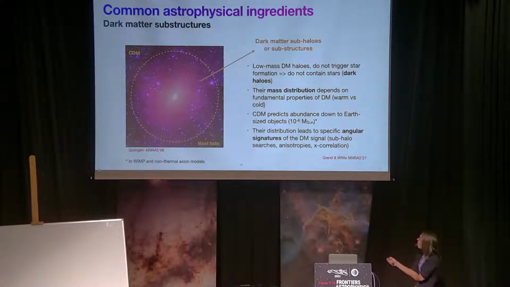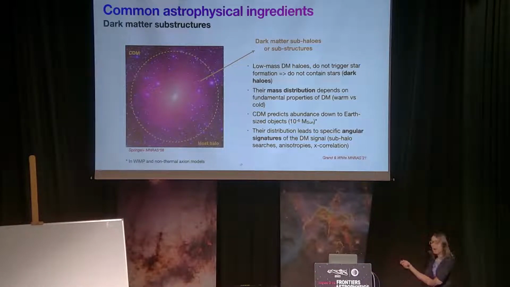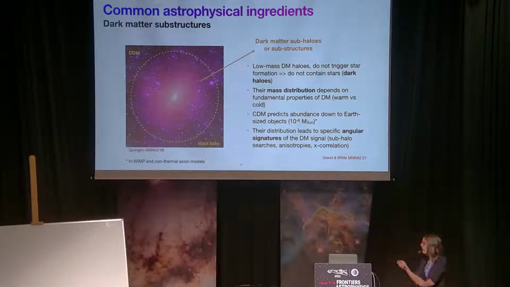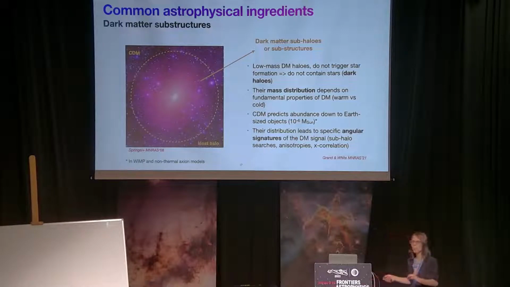And why are they relevant? Because the mass distribution and the number density of those small halos can discriminate between different types of candidates, like hot and warm dark matter, as you've seen in other lectures. But from a photon point of view, why they are so interesting is that you can leverage upon the specific spatial signatures that they would induce.